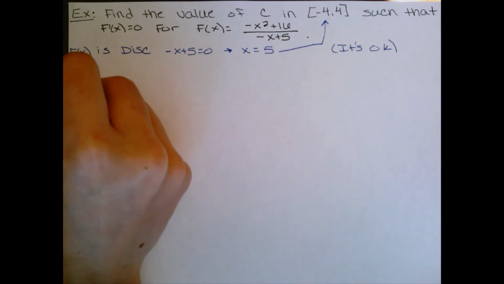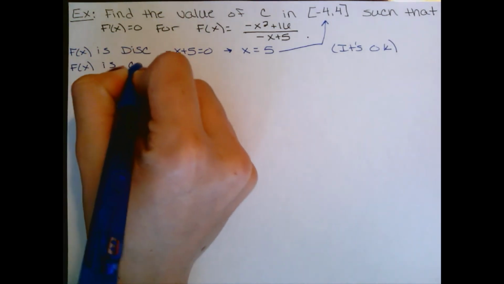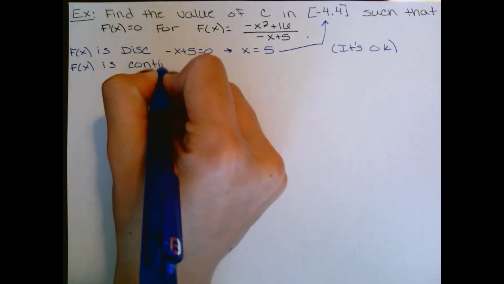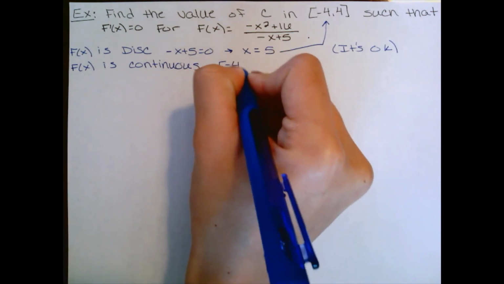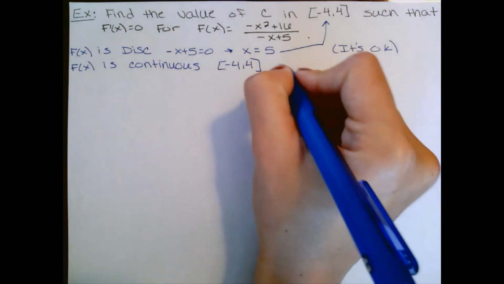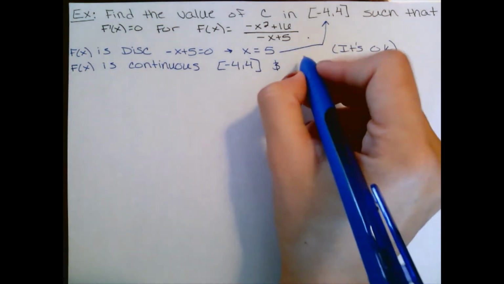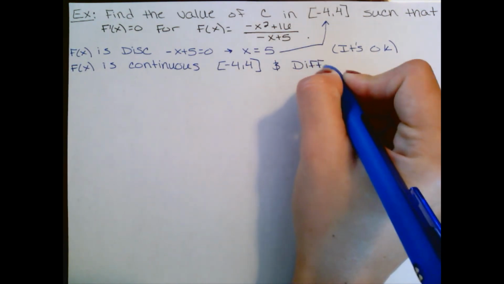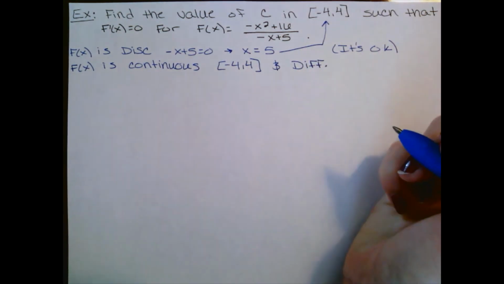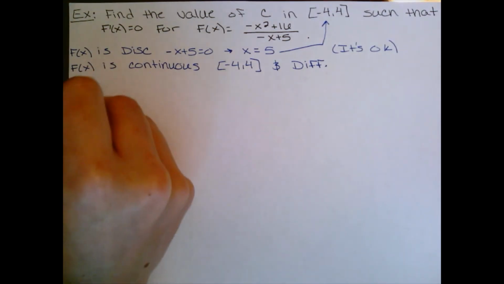I can then go on to say that f of x is continuous in its interval from -4 to 4. And because rational functions don't have any sharp turns, those happen with absolute values, I can also say that it's going to be differentiable. So I just checked off 2 of the 3 requirements. My next requirement is checking that f of a and f of b equal the same thing. So let's check them out.